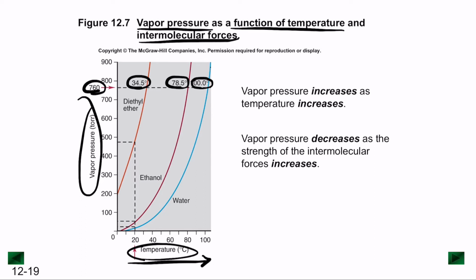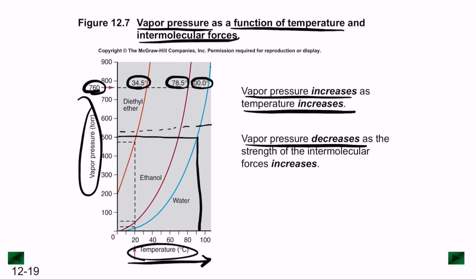So when you have a lower vapor pressure, the material evaporates at a lower temperature. For example, if you have a vapor pressure of 500 torr, then water can evaporate at around 90 degrees centigrade. So vapor pressure is an important factor in consideration for boiling point. As the vapor pressure increases, the temperature will increase. The vapor pressure will decrease when the strength of the intermolecular forces starts to increase.